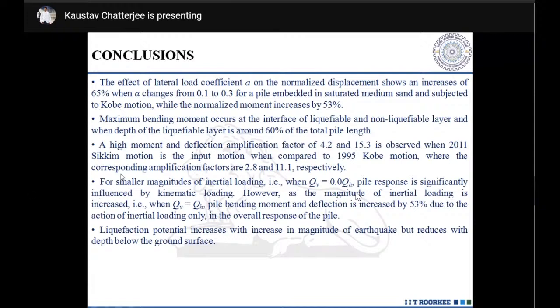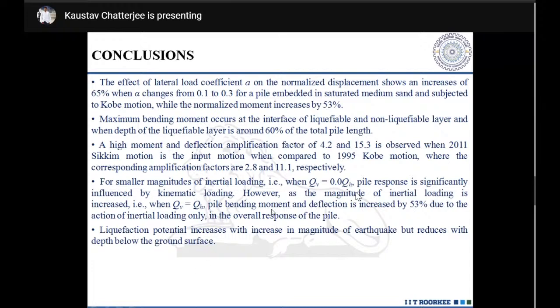Next, maximum bending moment occurs when the thickness of the liquefiable soil layer is at the interface of the liquefiable and non-liquefiable soil layer, and when the depth of the soil layer is around 60% of total pile length. In case of sinking motion, the amplification factor of deflection and bending moment is much higher as compared to Kobe motions. For smaller magnitude of inertial loading, pile response is significantly affected by kinematic loading.